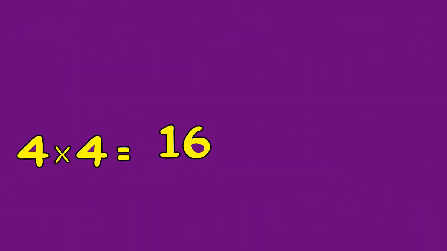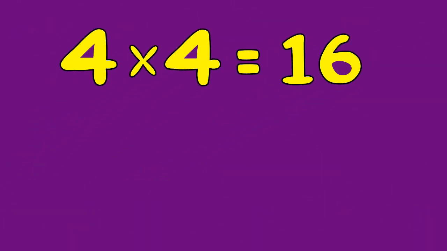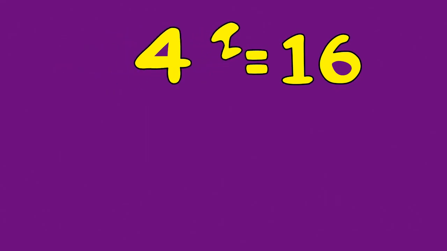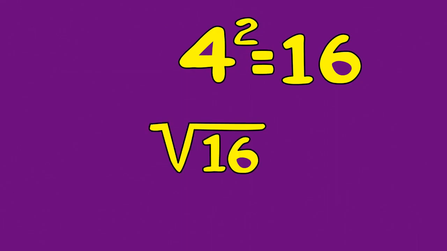As I said just a second ago, 16 is a perfect square. The number that we multiplied by itself is the square root. 4 times 4, or 4 squared, equals 16, which means the square root of 16 is 4.